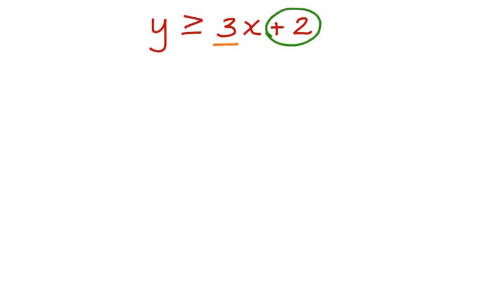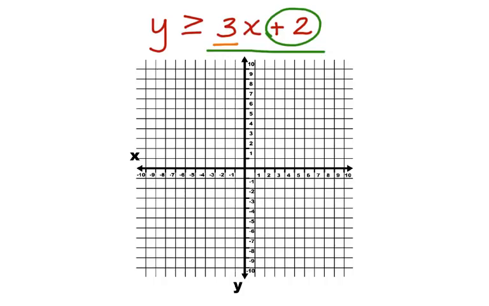Now notice that y is greater than or equal to this linear inequality. So when we graph this linear inequality, it's going to look a little bit different. Here's our coordinate grid. Let's start off by graphing the y-intercept. We go up to 2, and now the slope is 3. Rise over run would be 3 over 1. 1, 2, 3, and over 1.